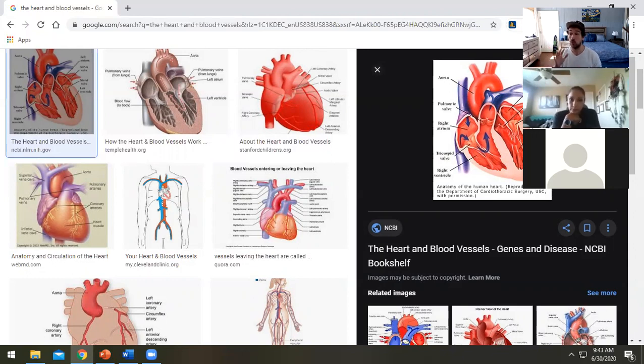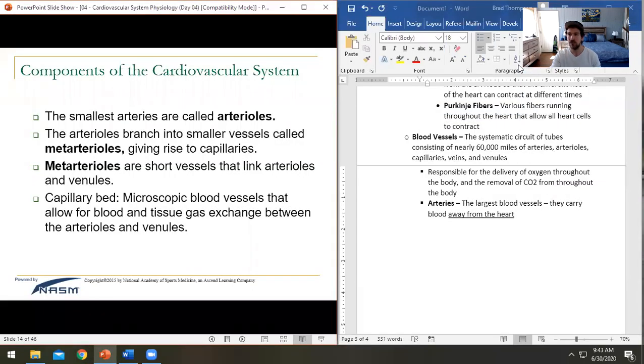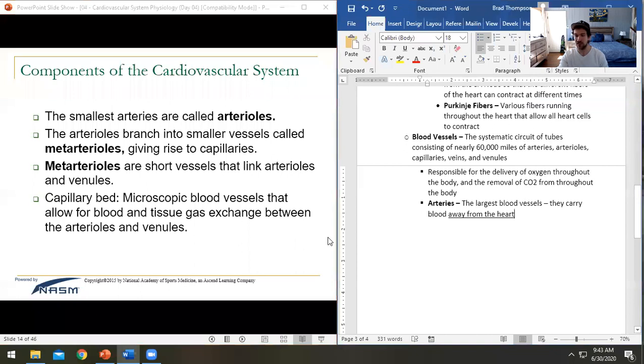Pay attention to what direction they're traveling in. If it's traveling away from the heart, it's an artery. If it's traveling towards the heart, it's a vein. And that's the rule. It doesn't have anything to do with whether it has oxygen in it or not. So arteries, the largest blood vessels, carry blood away from the heart. The small version of arteries are called arterioles, which are small branches from arteries.